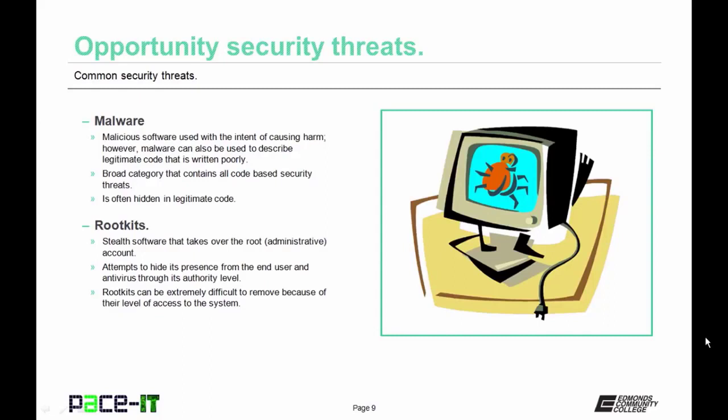The first one that we're going to mention is rootkits. Rootkits are stealth software that take over the root account, the administrative account. Rootkits attempt to hide their presence from the end user and antivirus through their authority level. Rootkits can be extremely difficult to remove because of their level of access to the system. They may actually overwrite the boot sector so that you can't remove them easily and need to actually reformat the whole hard drive.